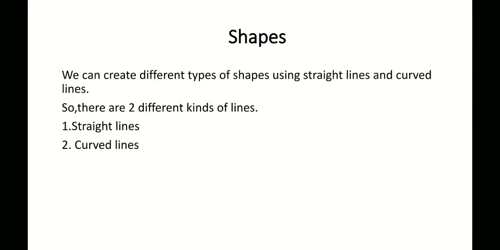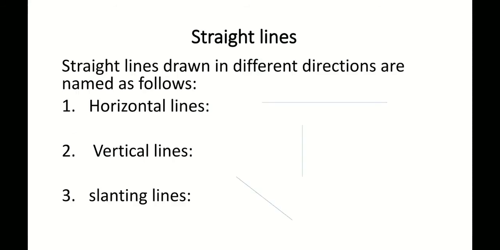We can create different types of shapes using straight lines and curved lines. So, there are two different kinds of lines. How many different kinds of lines do we have, children? Yes, straight lines and curved lines. We will discuss the straight lines now.